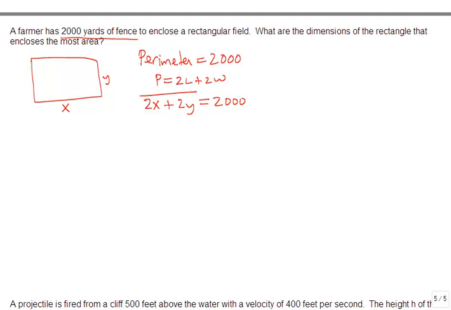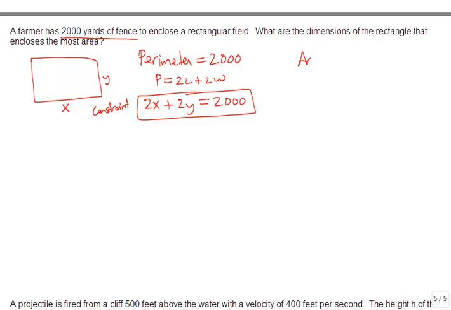So this is one very important restriction on our problem. This is sometimes called a constraint. This is what has to be maintained. We have to have that this perimeter is exactly 2,000 yards. Now, what else are we trying to figure out in this problem? It's asking for what are the dimensions of the rectangle that enclose the most area.